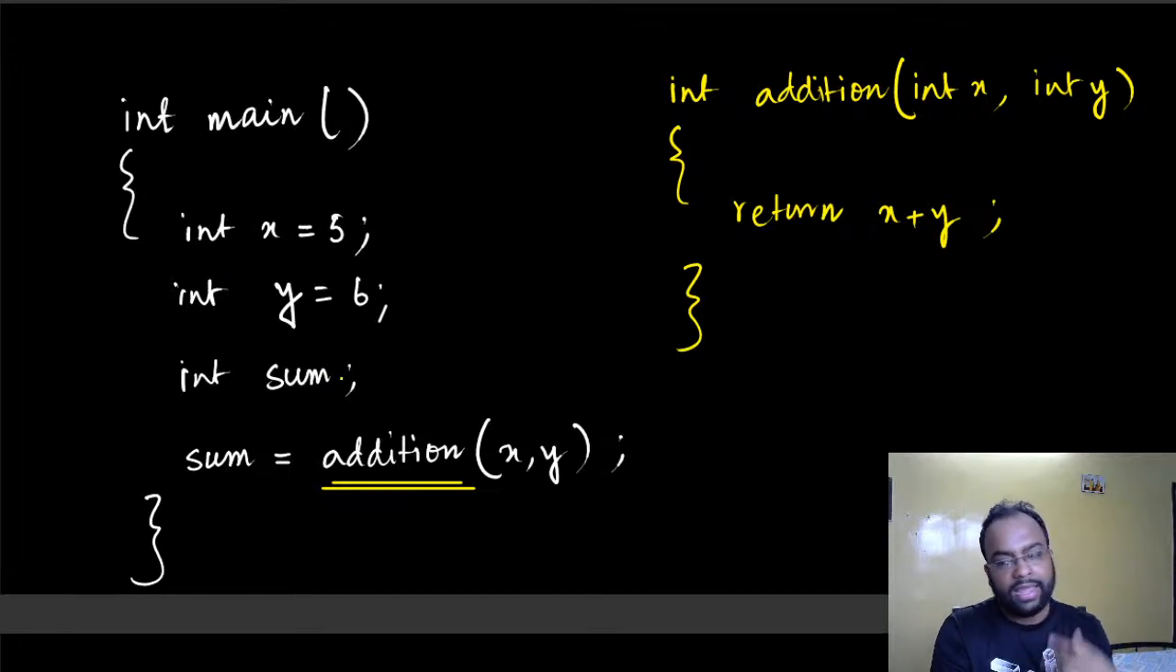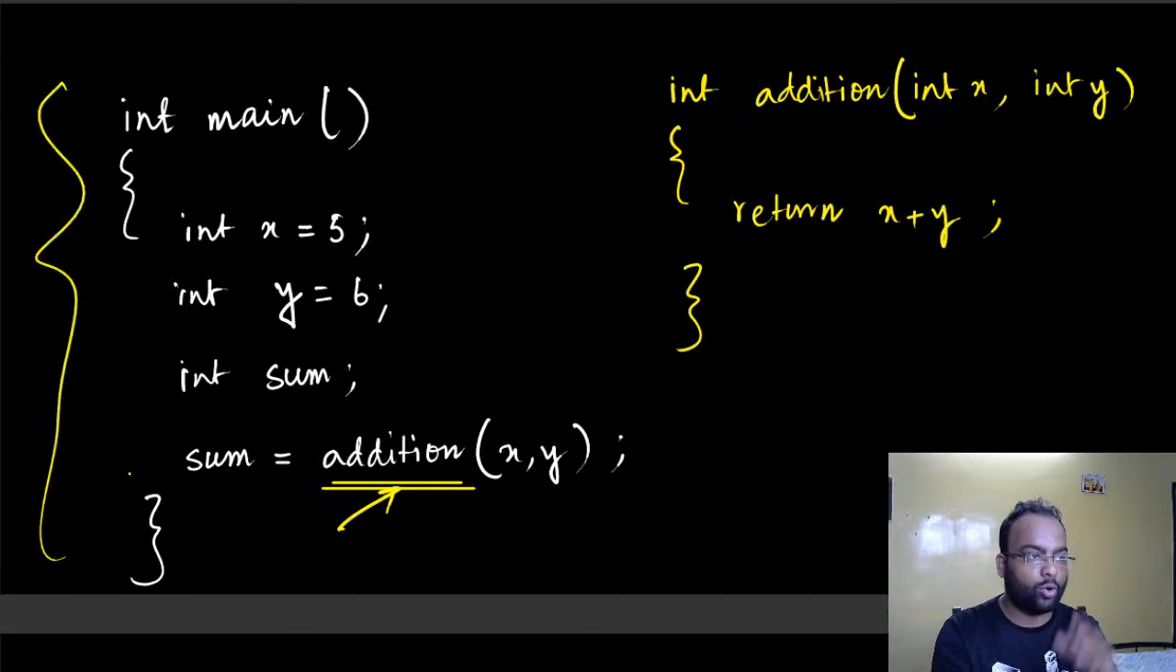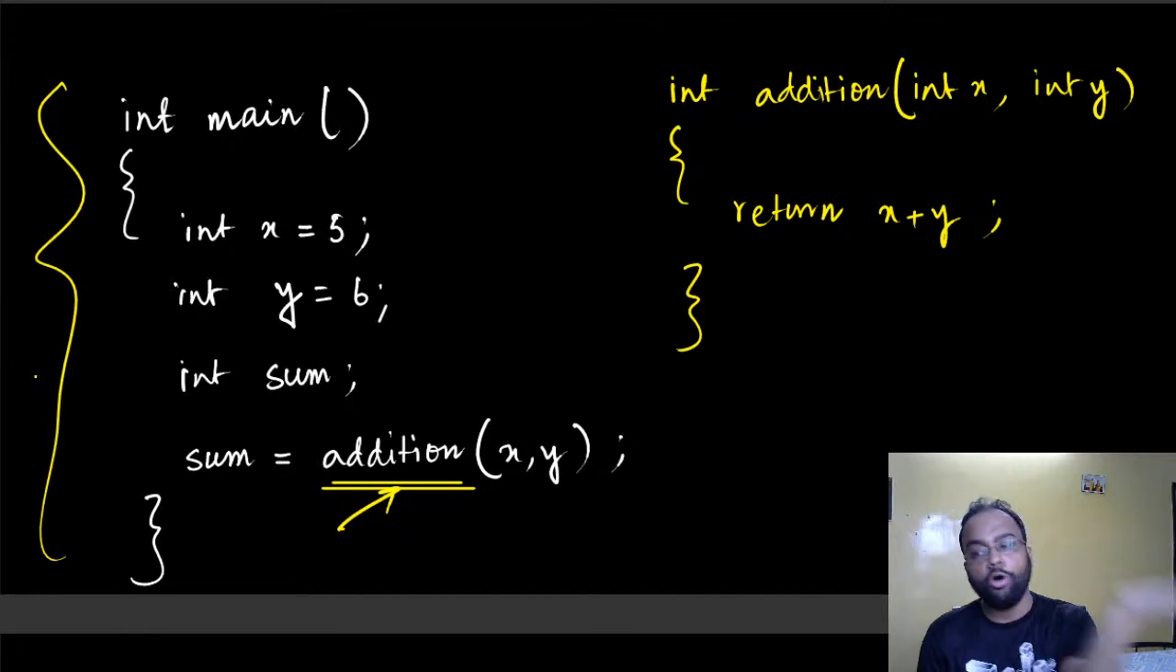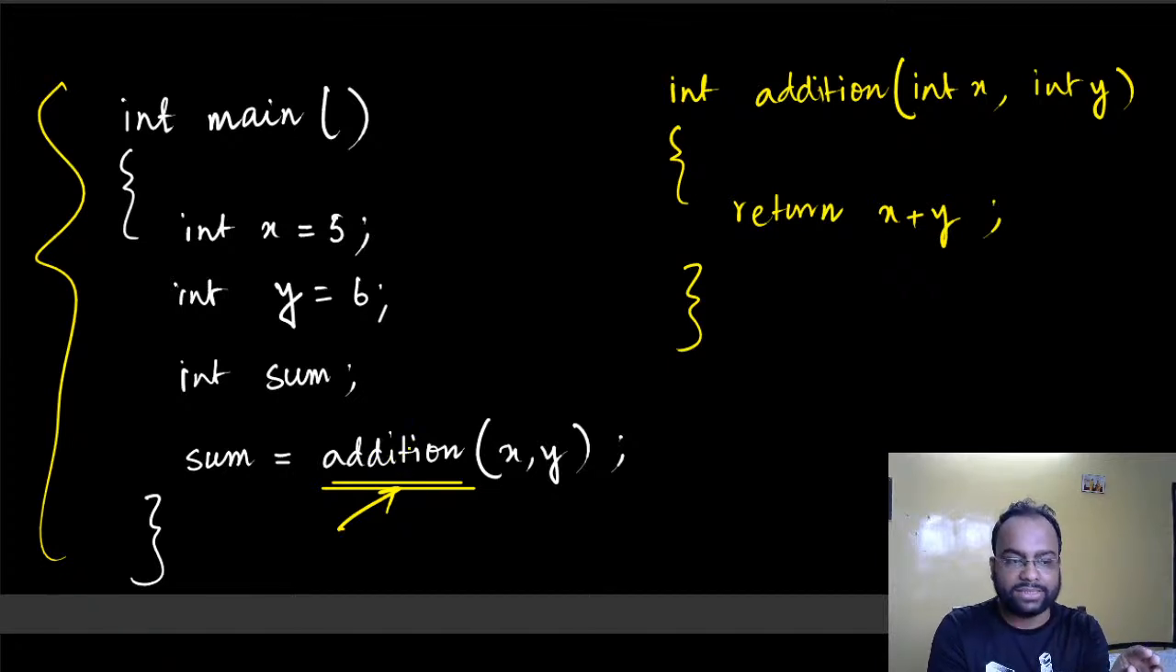Now, at some point, it encountered something for which it will have to go outside the main function, right? So this is the main program, and now the program counter will have to move outside the main program, right? So it moves. So when I call this addition function, what happens? This function is called, right? Try to understand. This function is called.